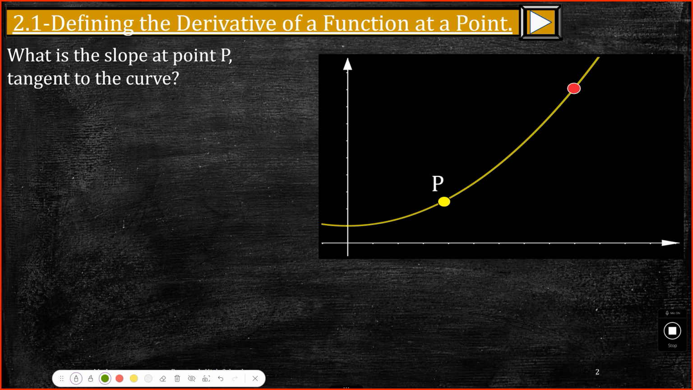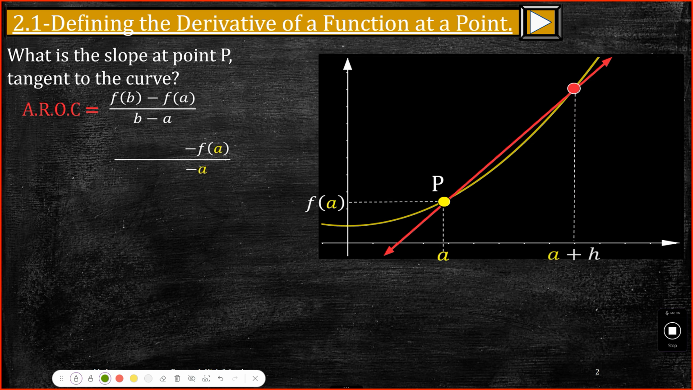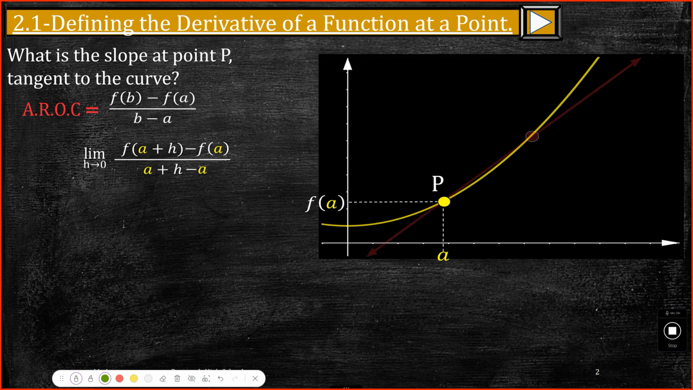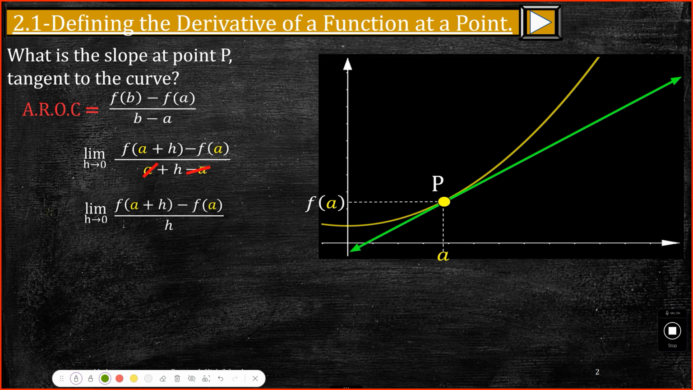Okay, so let's do this again. You've got point P, and you've got a second point. You want to make that point get closer and closer to P. We're going to do the average rate of change formula, which is the slope formula. And as the second point gets closer and closer to the point P, we get the tangent line. And that is the definition of the derivative, one of the definitions of the derivative.